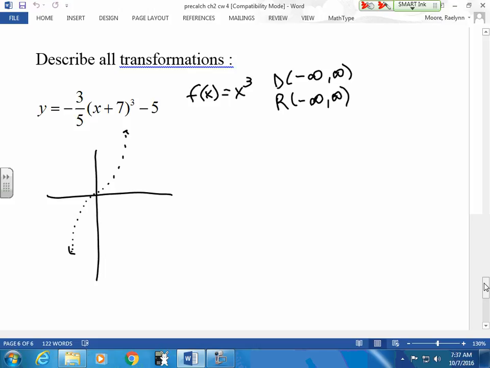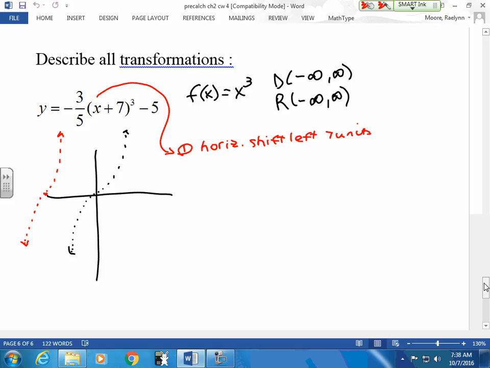I would add 7, so I'm going to go left 7 units. So let's bring this to the left 7 units. So say I'm over here. Try to just make your graph follow this. So what I would do is this. I would say this is my first one: horizontal shift, left 7 units.